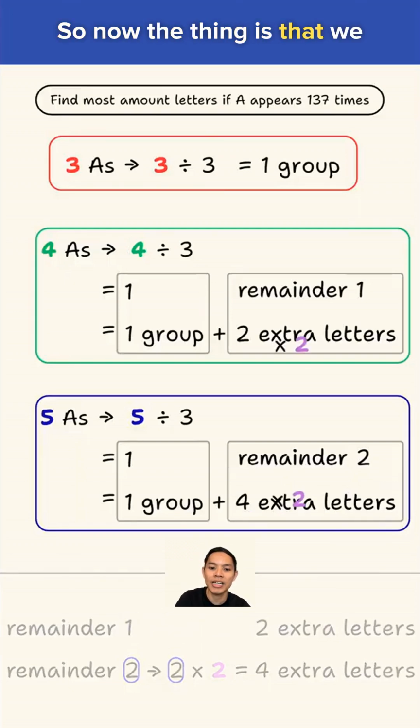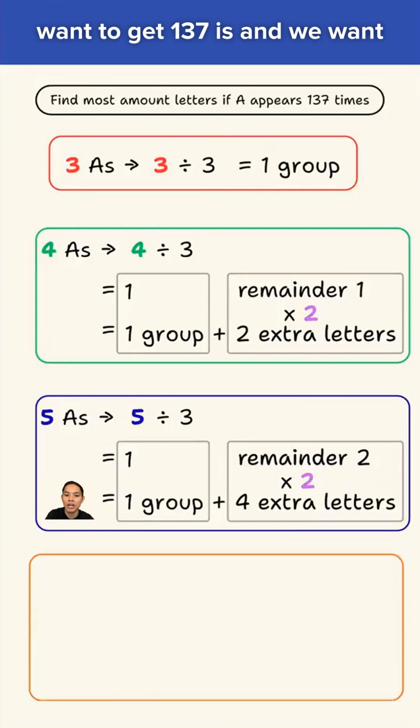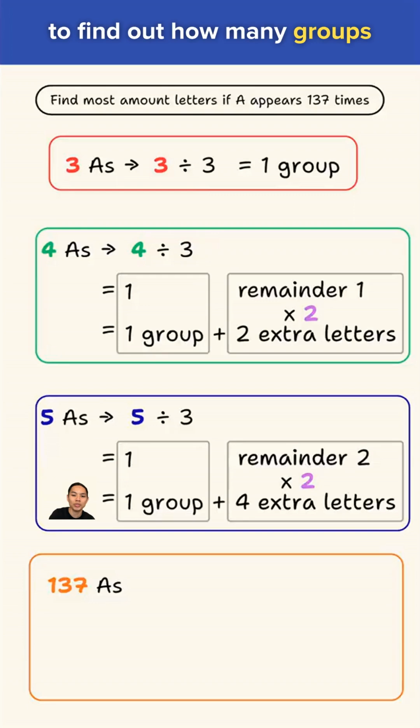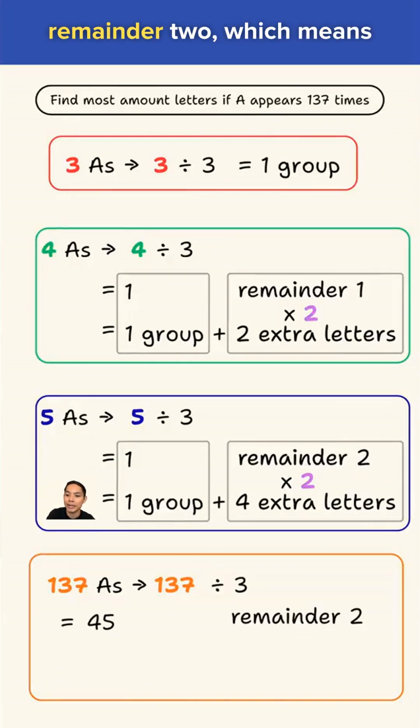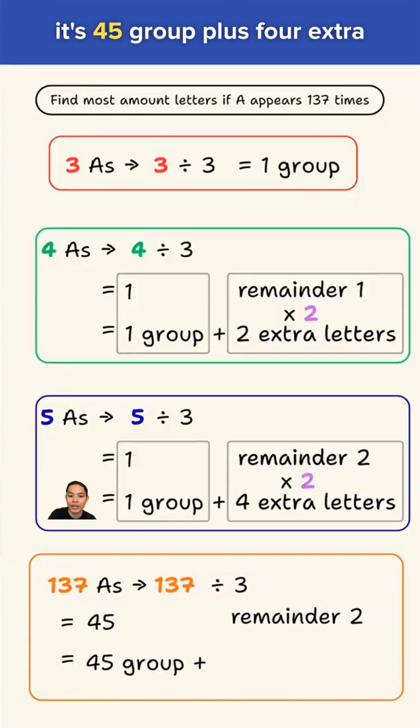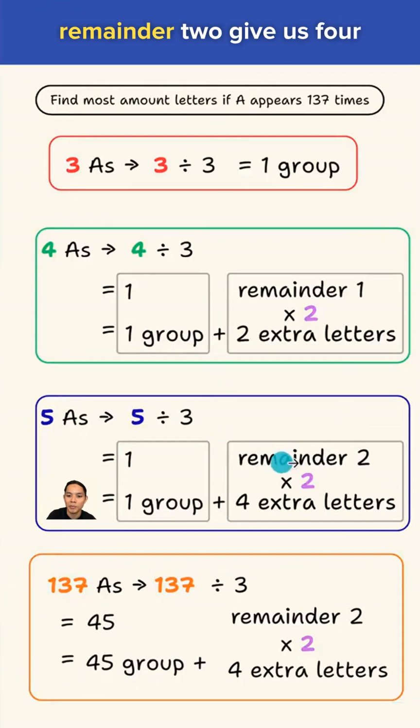Now we want to get 137 A's, and we want to find out how many groups and extra letters we can get. As per usual, we just have 137 divided by 3. This will give us 45 remainder 2, which means it's 45 groups plus 4 extra letters. Remember, remainder 2 gives us 4 extra letters. Same goes for 137 A's.